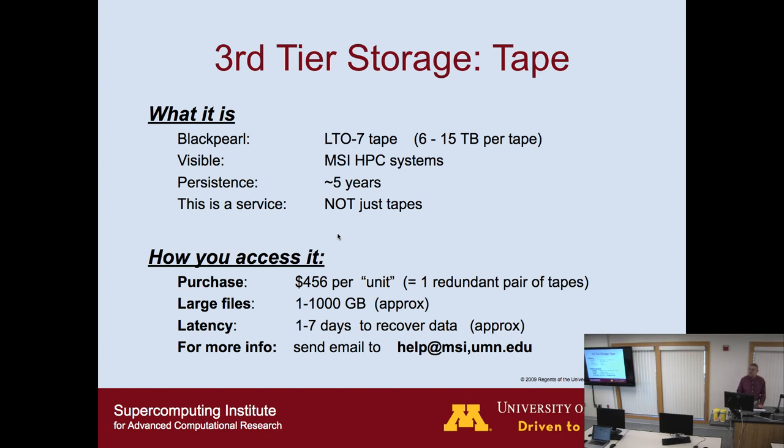Then there's third tier storage, and this is the tape option that you have as a user. So these are not the archival tapes that we manage just for disaster recovery. These are tapes that your research group can purchase, that give you longer term storage and really much more capacity if that's what you need. But it's at the cost of being much more granular in its access. And so these are LTO7 tapes, which give you up to 15 terabytes of storage, depending on how much your data compresses. And they're sold in units of two tapes so that they're completely redundant. It's mirrored storage, just so that there's a much, much higher chance that you won't lose any data there.